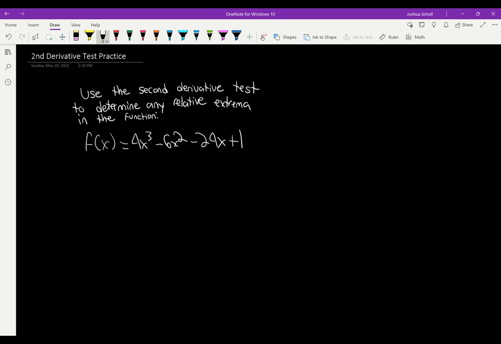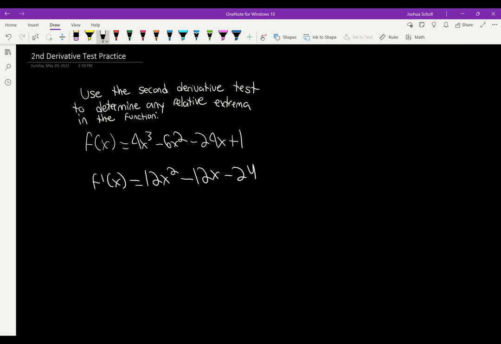Okay, so let's do a practice problem with the second derivative test. This question goes, use the second derivative test to determine any relative extrema in the function f of x equals 4x cubed minus 6x squared minus 24x plus 1. Okay, so the first step of this problem is to find the first derivative. So f prime of x equals 12x squared minus 12x minus 24.